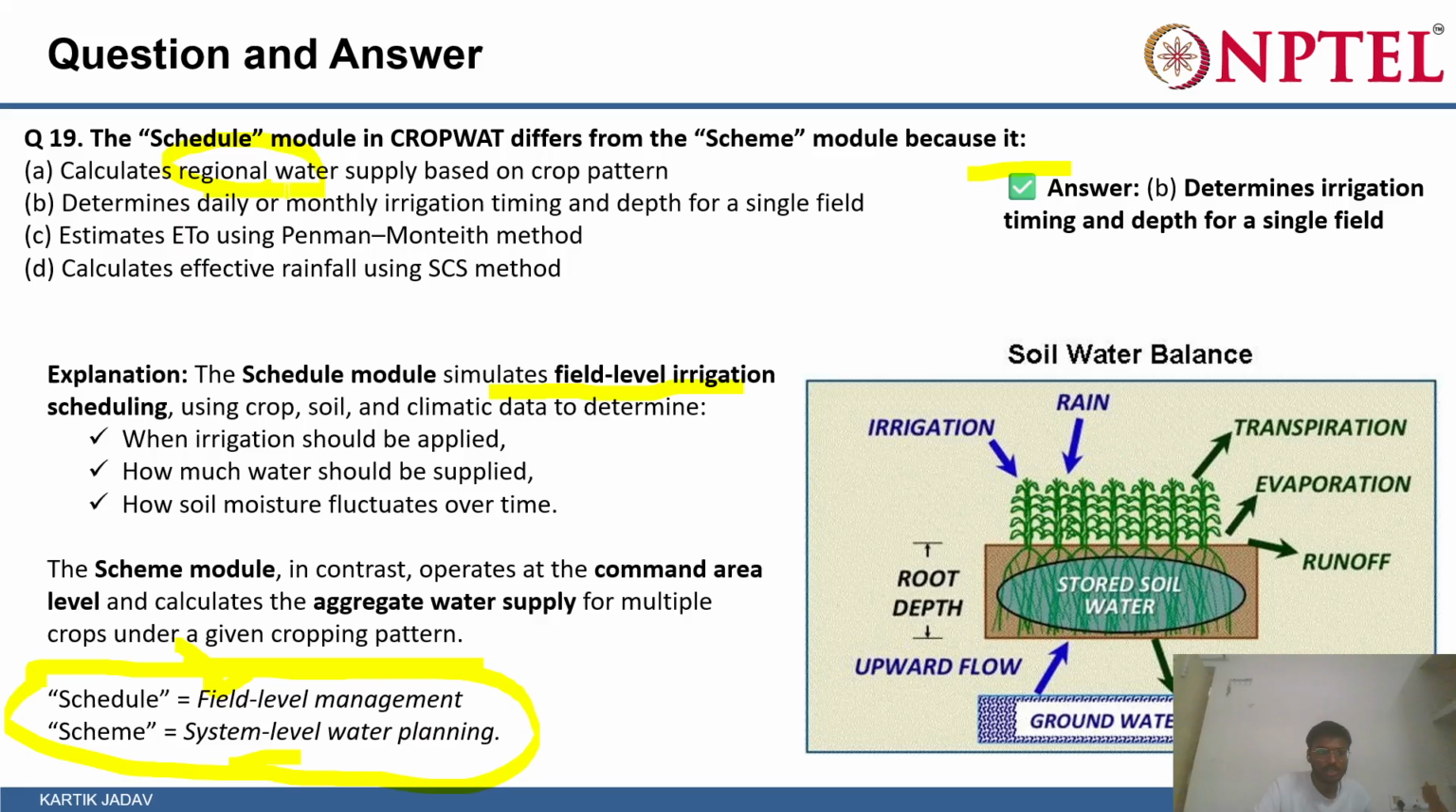For regional there is a module called scheme, but field level management is better done by the schedule module. That determines daily, monthly, and seasonal water requirement, and it computes the timing and depth of water requirement for one field. Final answer is option B.